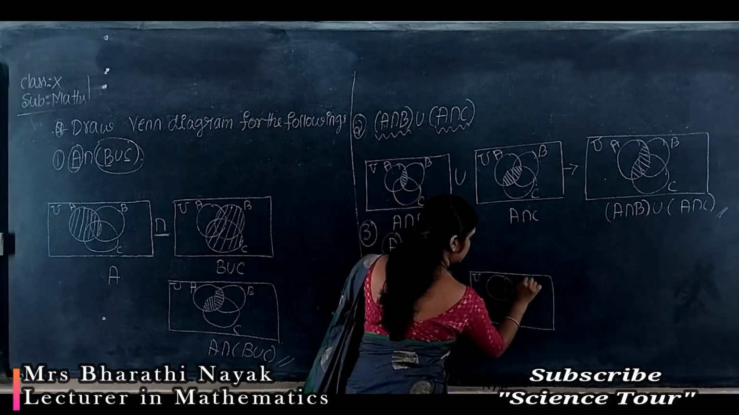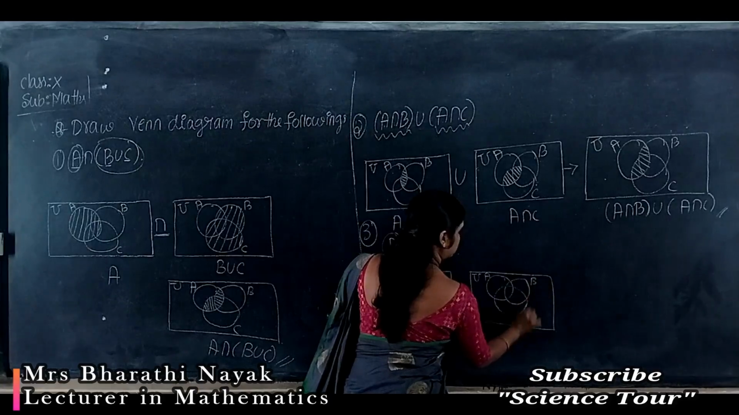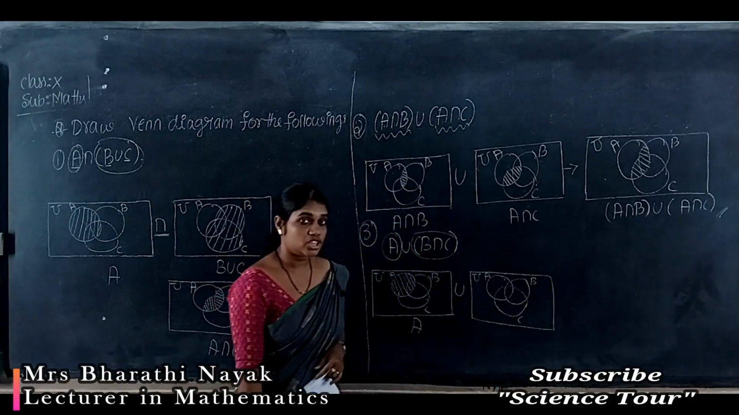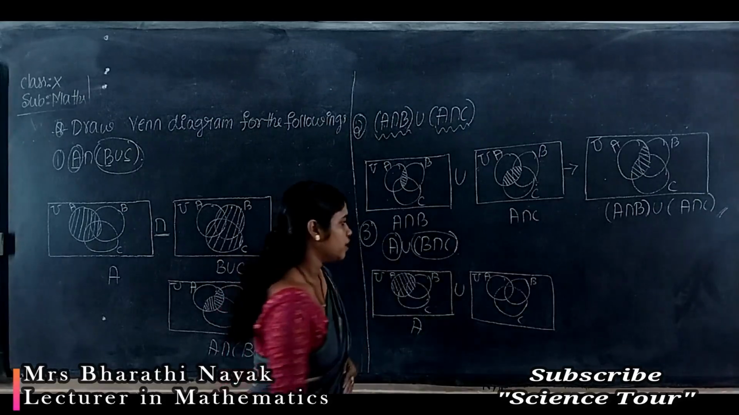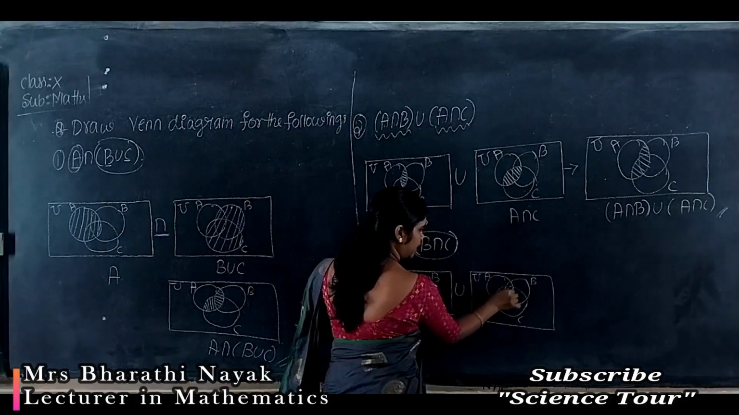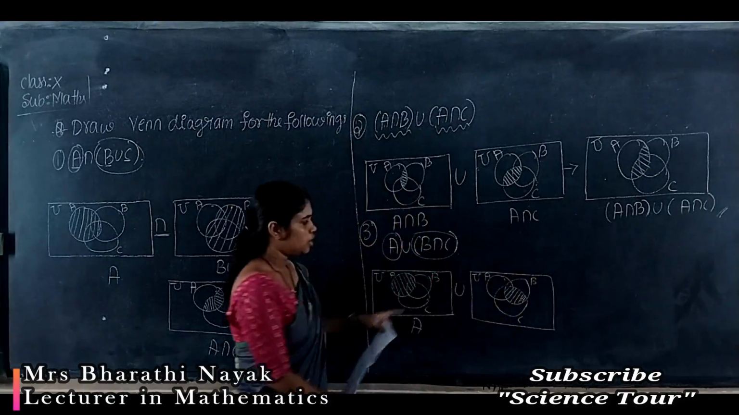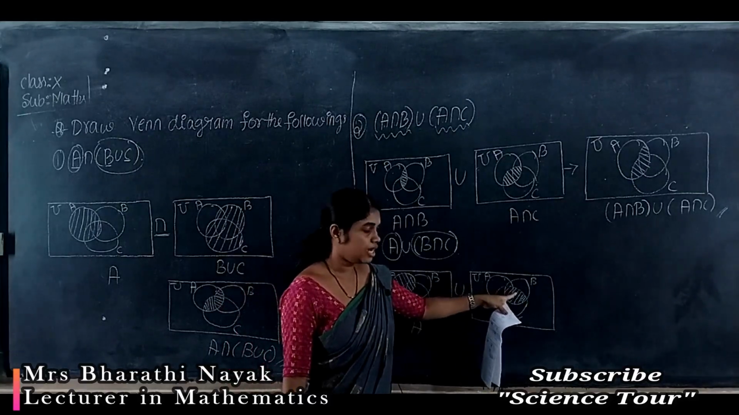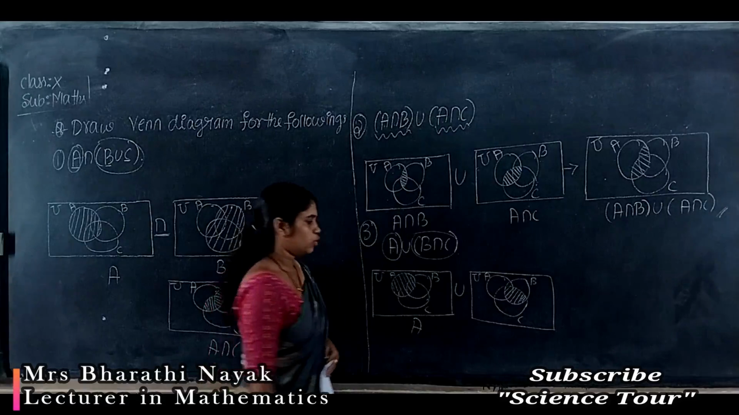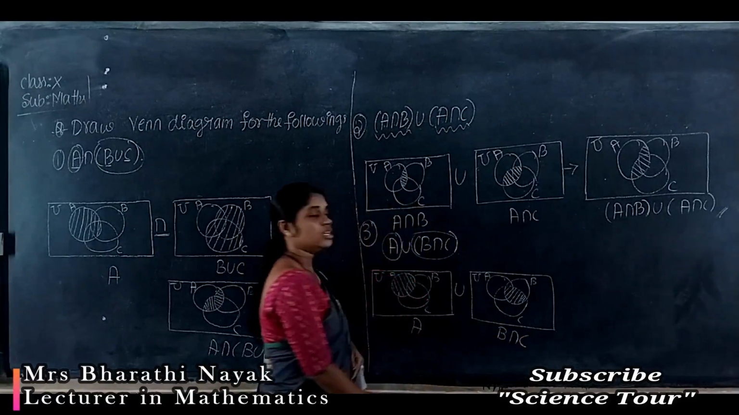Next consider B intersection C. This is A, this is B and this is C. B intersection C. Intersection means what? Common region. So from the sets B as well as C, take the common region. Therefore this shaded region will indicate the common region of B as well as C. So this indicates B intersection C.